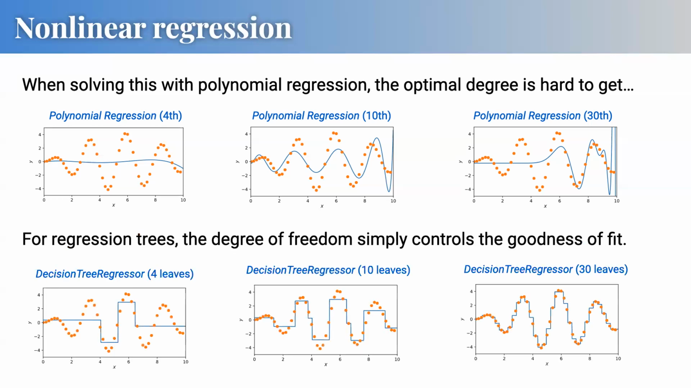So in contrast, decision trees are very simple. For regression trees, the degree of freedom simply controls the goodness of fit. If we have a four-leaf decision tree regressor, something like that, if we allow 10 leaves, like that, if we allow 30 leaves, like that. So it's very intuitive and simple to control. So that's one of the reasons the decision tree or regression tree is one of the hot research topics at the moment.